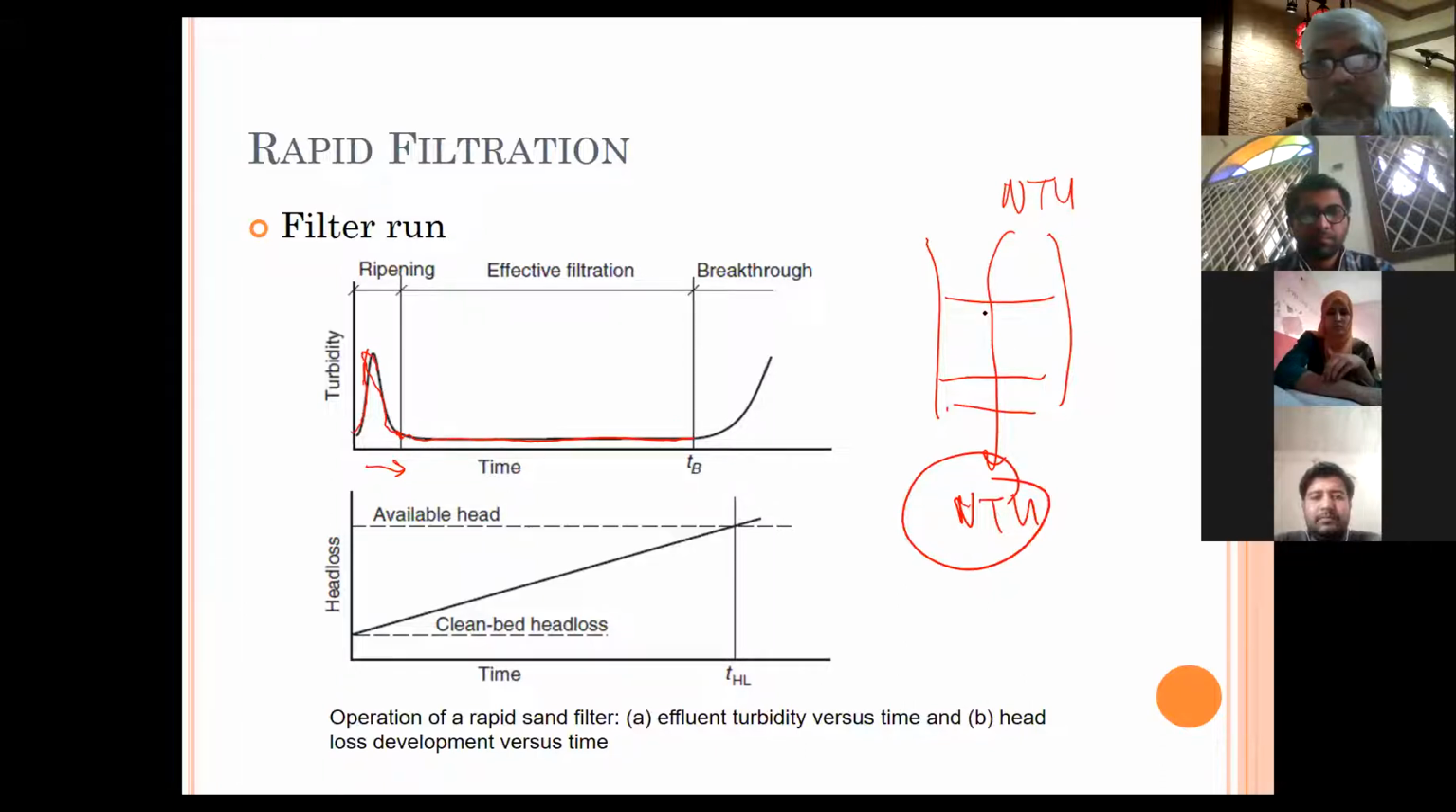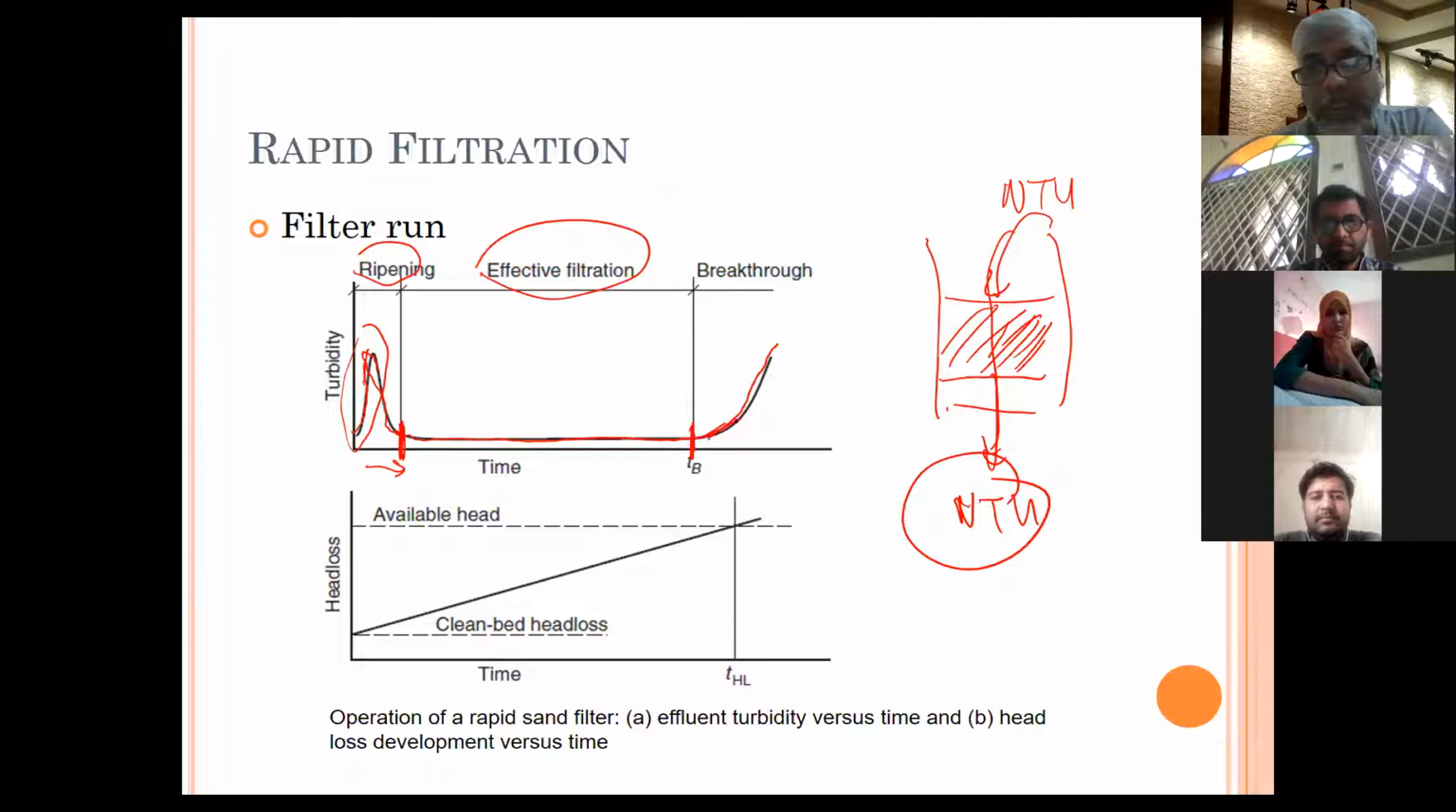After that, this media becomes saturated with particles, so whatever goes in actually begins to come out. Then we see an increase in turbidity in the effluent. The initial time when it increases and decreases, we call ripening. When the effluent turbidity is minimum, that time is called effective filtration. And when it begins to increase again, that time is breakthrough. So this time is breakthrough time.